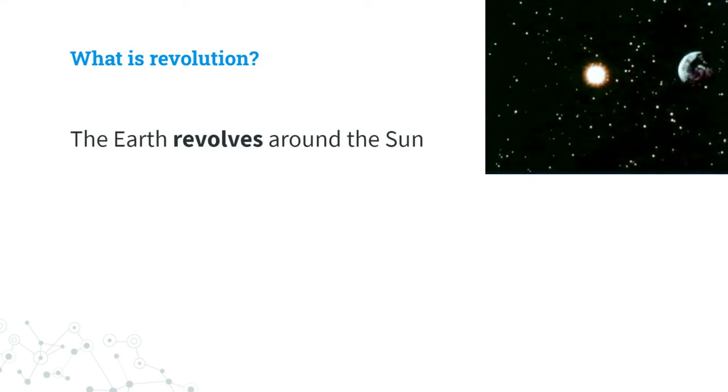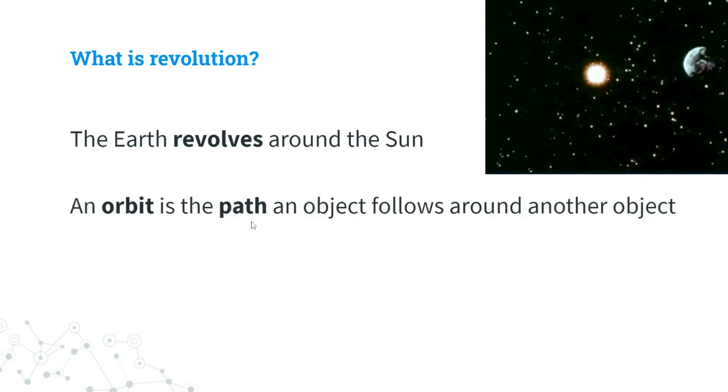The next R word is revolution, and no, I'm not talking about the American Revolution like Mr. Shack, Mr. Justice, and Mr. Sims are teaching you about. I'm talking about this picture right here with the Earth flying around in space. So the Earth is revolving around the sun. It's moving in a path called an orbit. The orbit is the path that an object follows around another object. In this case, it's the Earth orbiting around the sun.